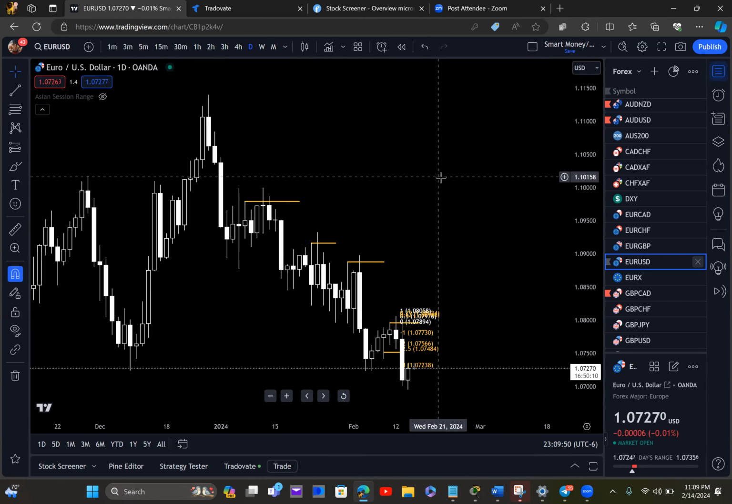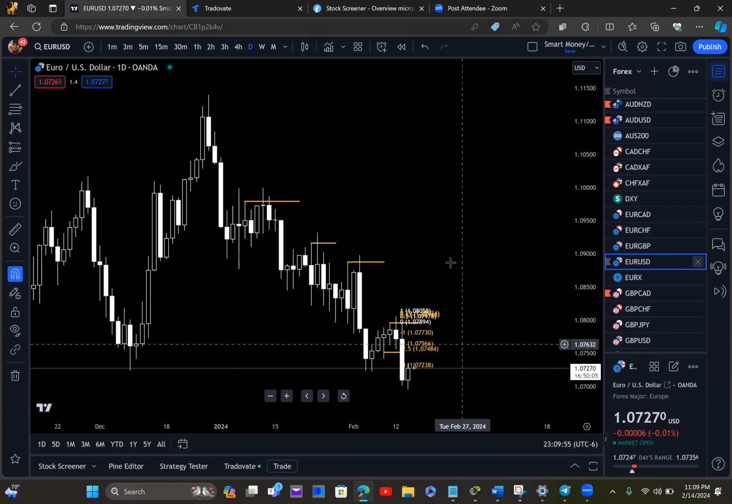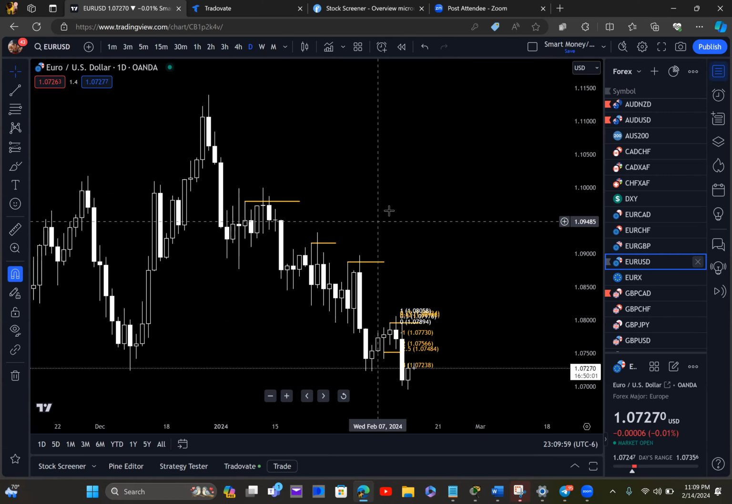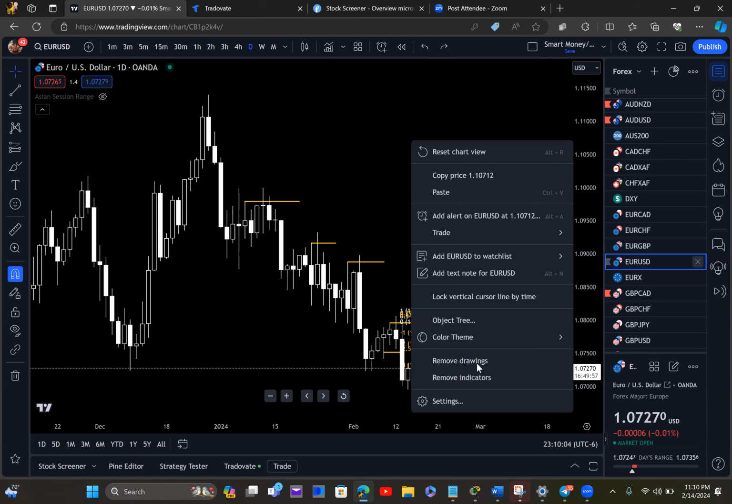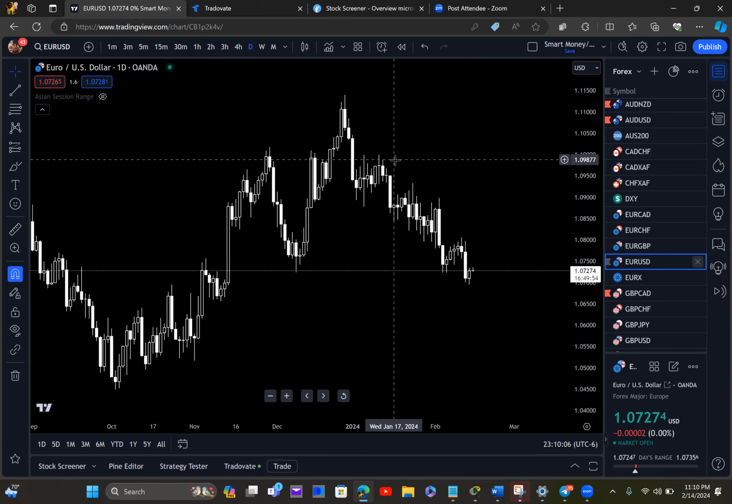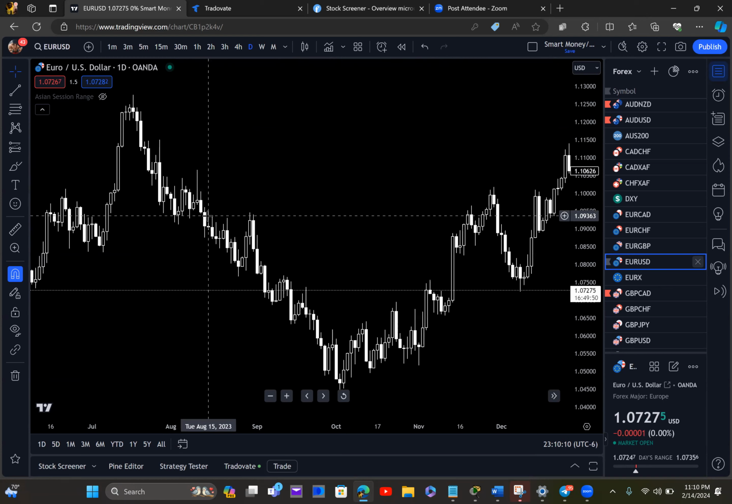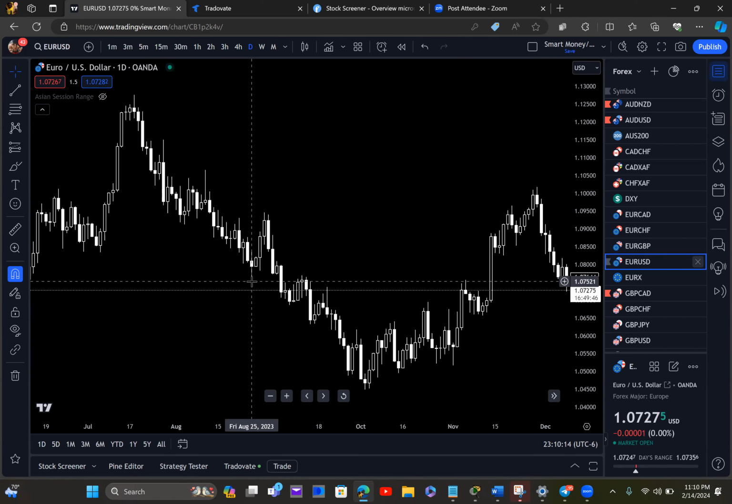Now, break of structure. Y'all know what break of structure is. Break of structure is easy to find. And I want to show you guys. What did I do? Oh, I didn't want to remove my indicators. Go back. All right. Now I'll remove drawings. Okay. Break of structure. Break of structure is simple. Just look. Break of structure where? Came down right here. Pull back up.